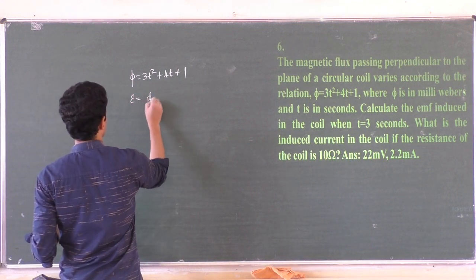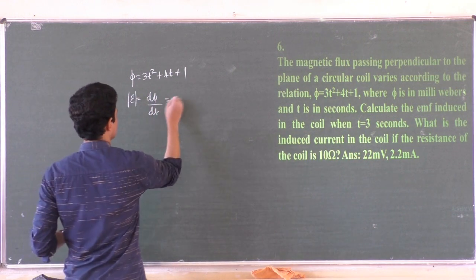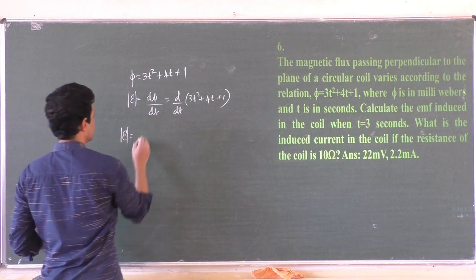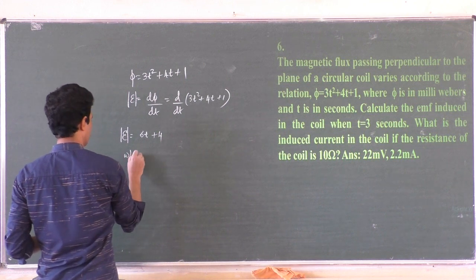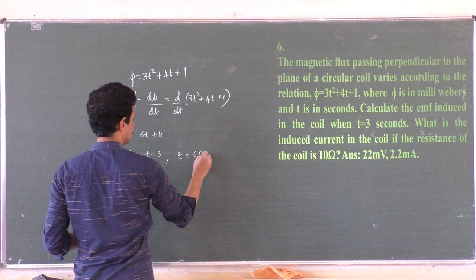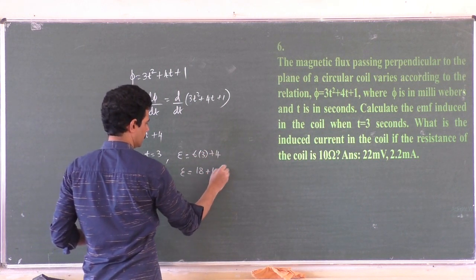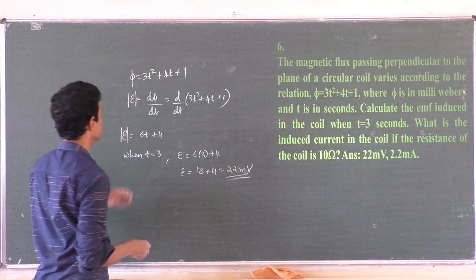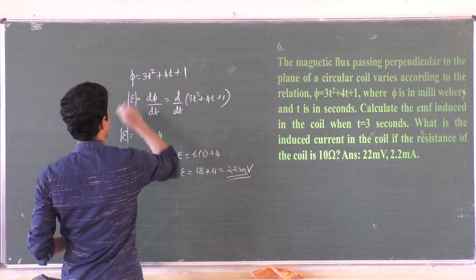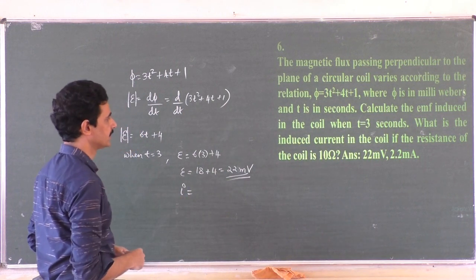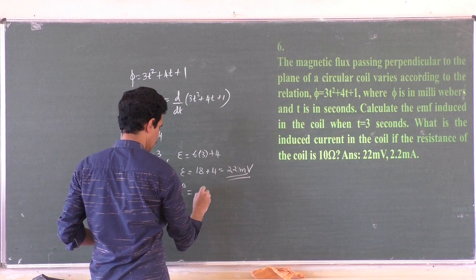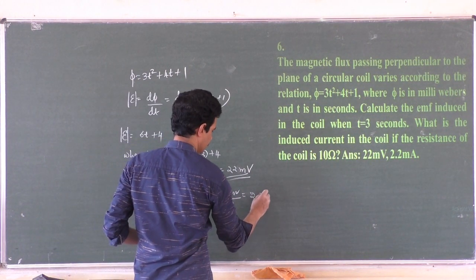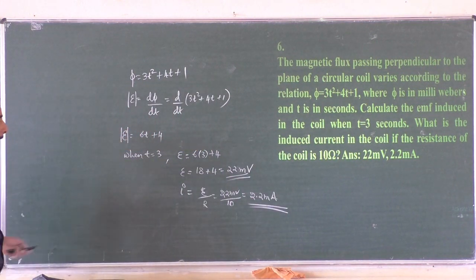Okay. Induced EMF is equal to d phi by dt. I will calculate only the magnitude of induced EMF. That is d by dt of 3t square plus 4t plus 1, which is 6t plus 4. When t is equal to 3 seconds, E is equal to 6 into 3 plus 4, that is 18 plus 4, equal to 22. Since phi is in milliweber, this is 22 millivolt. What is the induced current in the coil if the resistance is 10 ohm? Current is E by R, 22 millivolt divided by 10, that is 2.2 milliampere. That is the thing.